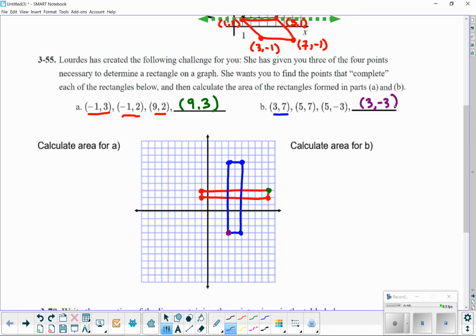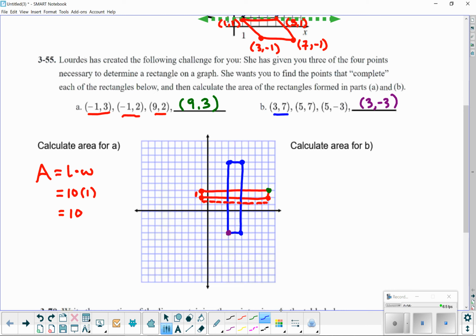Okay, area for A, area for the red rectangle. The area is going to be the length, which is, I'm going to count 1, 2, 3, 4, 5, 6, 7, 8, 9, 10. So the area, you remember area for rectangle is going to be the base, or excuse me, let's go with the length times the width. So I just counted 10, and then the height for this is going to be 1. So 10 times 1, so the area is going to be 10.